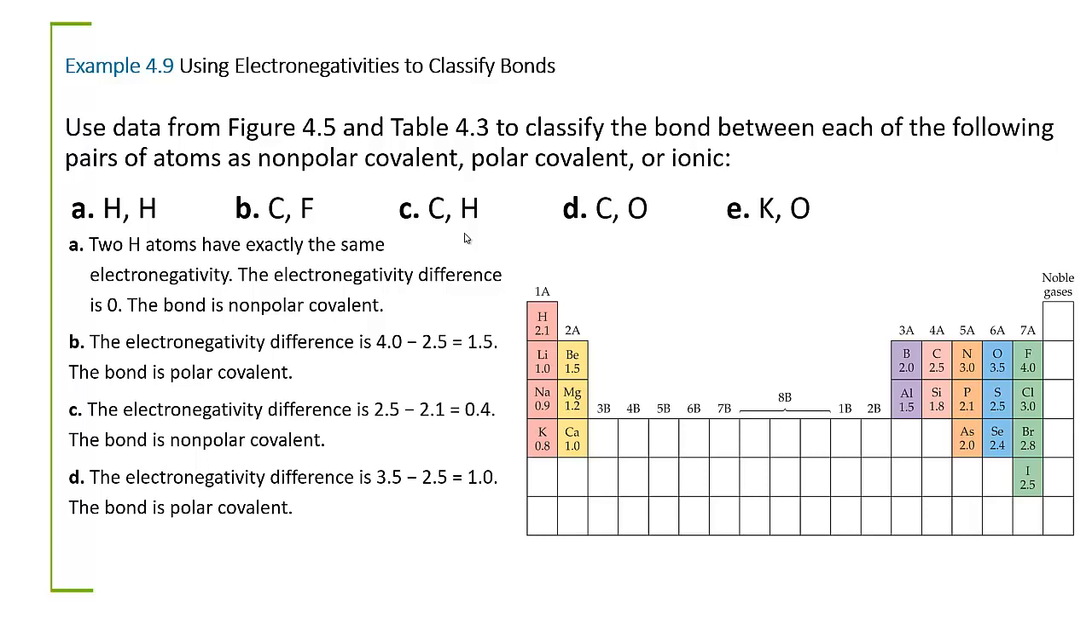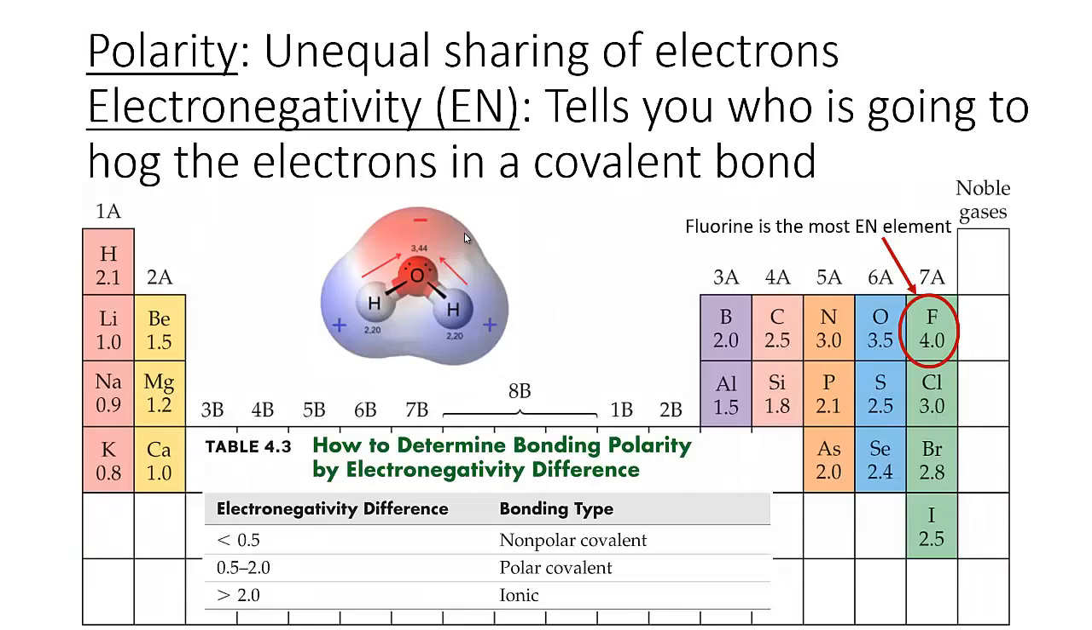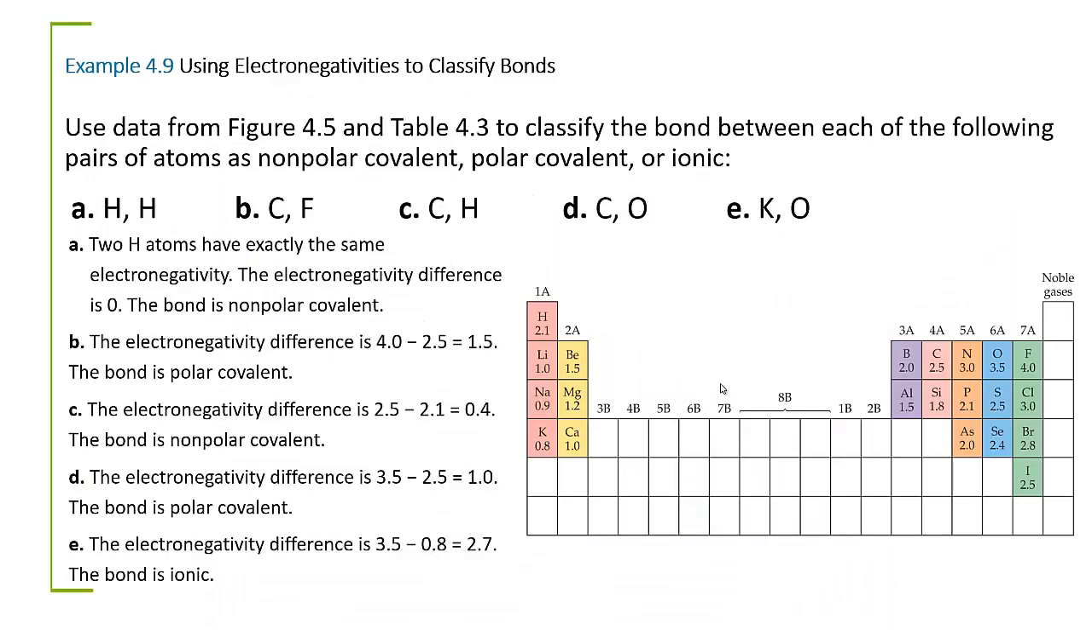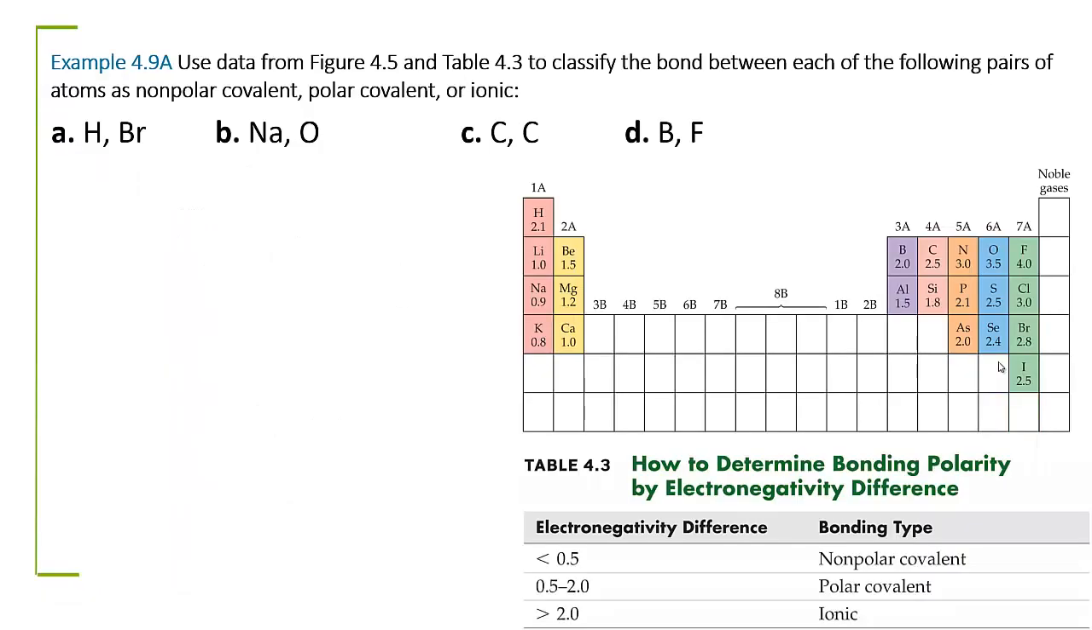So once again, when we're comparing these, all we're doing is comparing them with this chart that you see here, table 4.3. Then for the last one, the electronegativity difference is 2.7 between potassium and oxygen, which means that bond is ionic. And if you had to figure that out, you knew that it would be because potassium is a metal, on the left side of the periodic table, and oxygen here is a nonmetal on the right. So you would expect that to be an ionic compound.